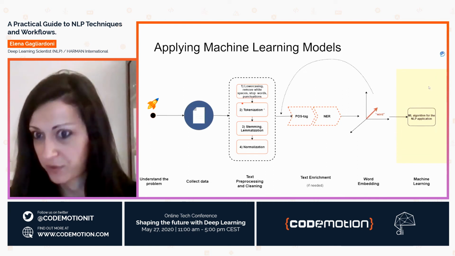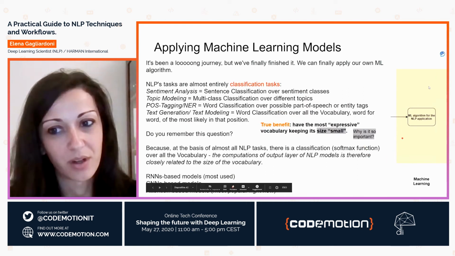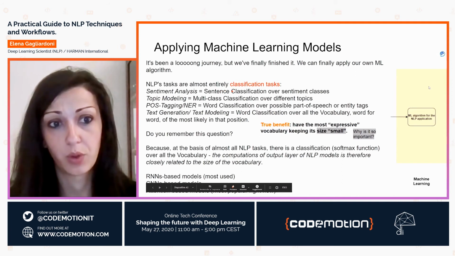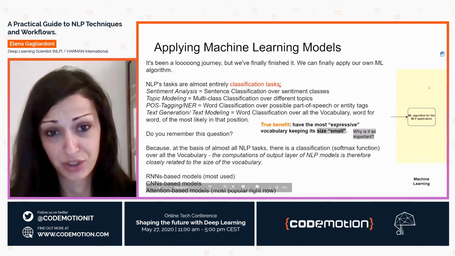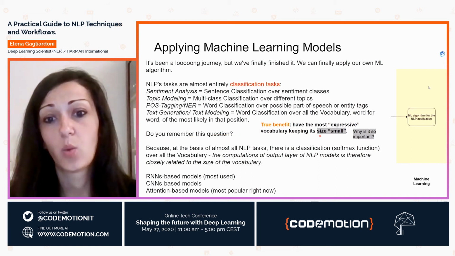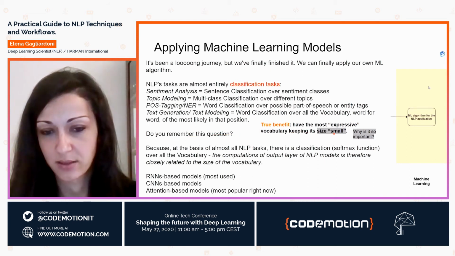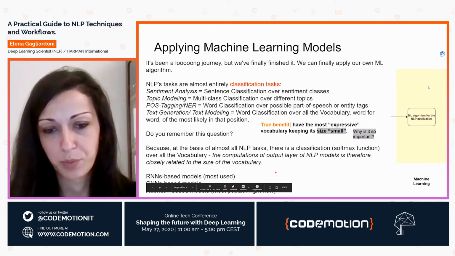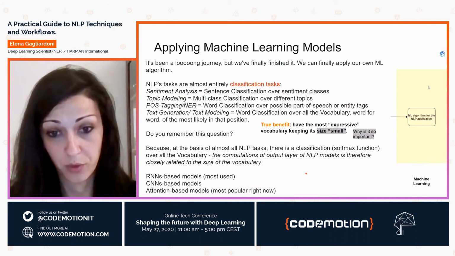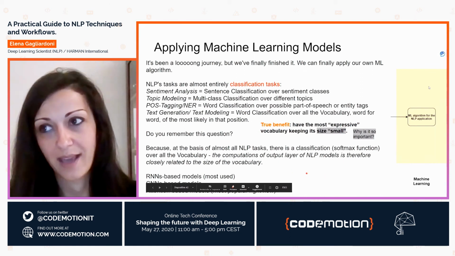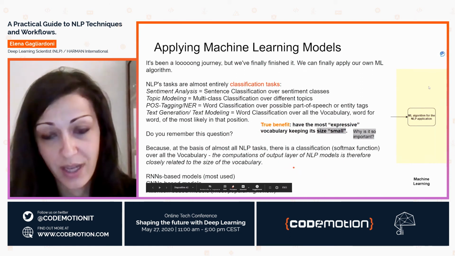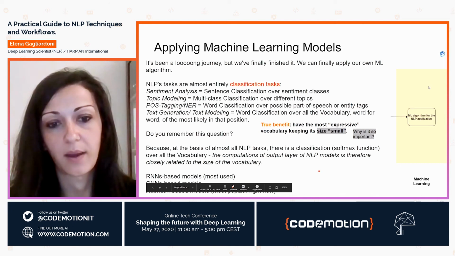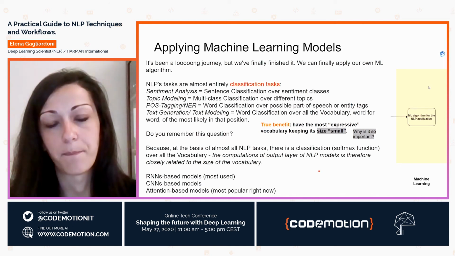Okay, so now we are finished. We can apply our machine learning algorithms. Almost all natural language processing tasks are classification tasks. So now we can answer the question of why it's important to keep the vocabulary size small: in a classification task, in our output layer we have to apply a softmax to select the most likely word in that situation, and computing a softmax distribution over the whole vocabulary would be extremely computationally heavy.